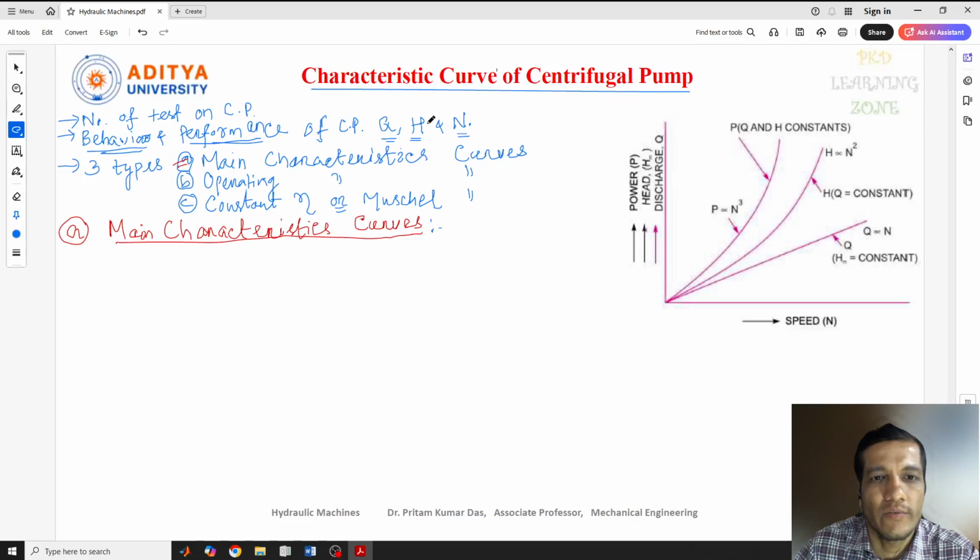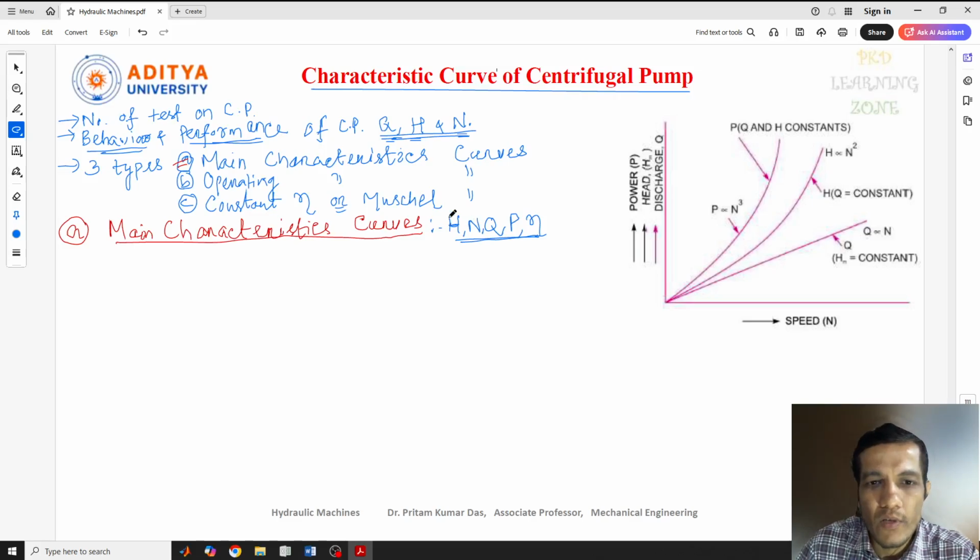We know three parameters, as I already told you, and along with that some other parameters. That means we require the head, how much head there is at the place where the pump is supposed to work, the speed of the pump, and the flow rate or discharge from the pump. From these we can calculate the power of the pump and the efficiency of the pump. These are the parameters involved in the pump.